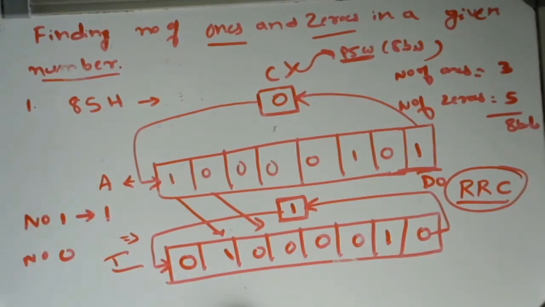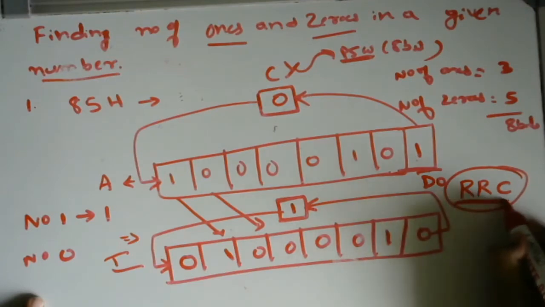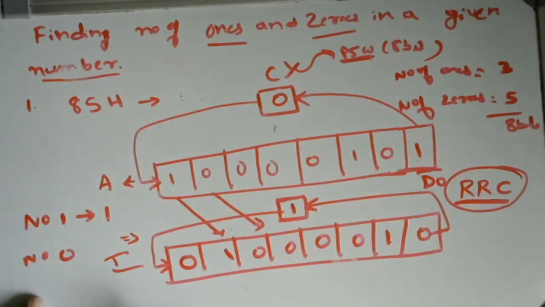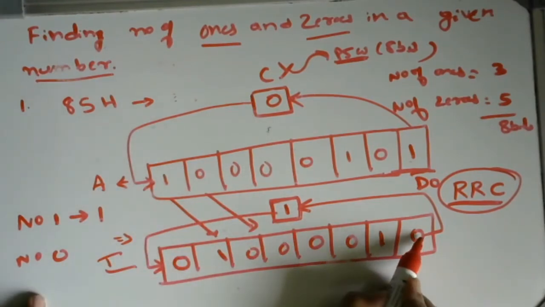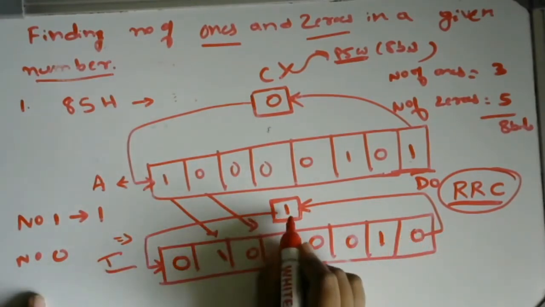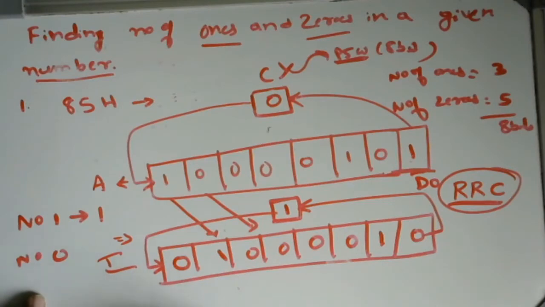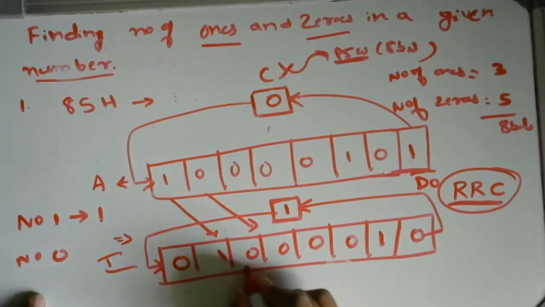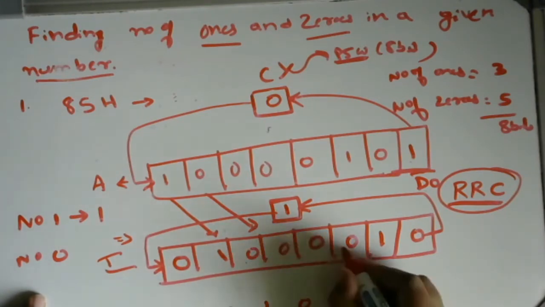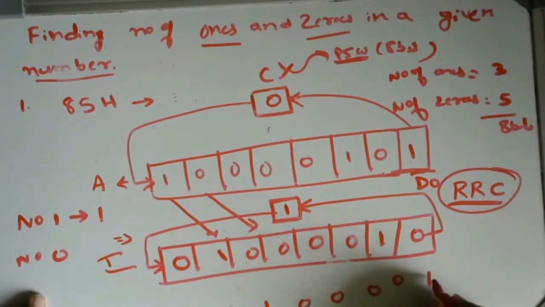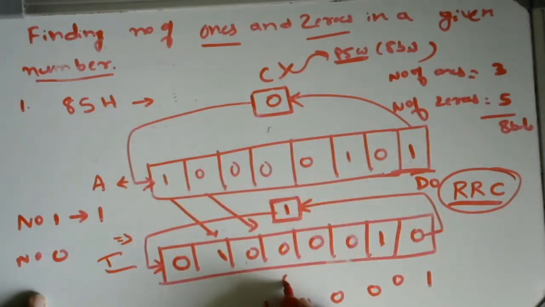Okay, and next we will rotate one more time, right? So if you rotate one more time, what happens? This 0 comes here, this one will be coming here, right? This one here, and next this 0 comes here, 1, 0, 0, 0, 0, 1, and this 0 comes here. This is the carry bit, right?